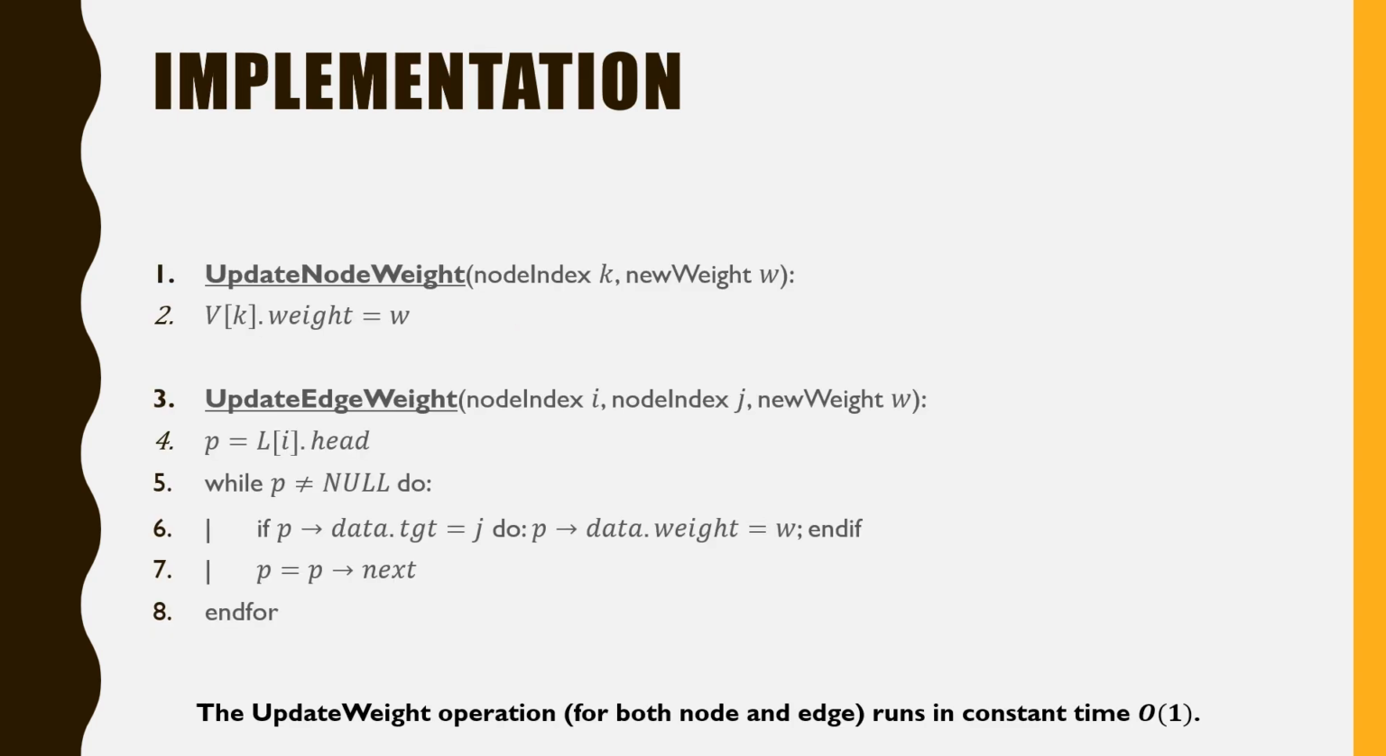Below is the pseudocode for the update node weight and update edge weight operations. For update node weight, the weight of node k is updated directly by modifying the corresponding entry Vk in the node array. For update edge weight, we traverse the linked list Li to locate the corresponding item and modify its content accordingly.